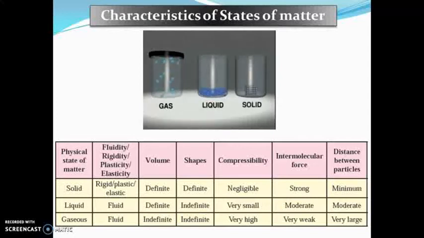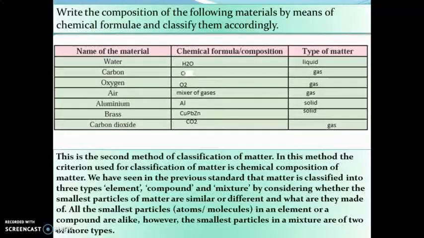Now coming to the gaseous state. It's a fluid state, flows from here to there. It has indefinite shape. Its compressibility is very high. The intermolecular forces are very weak and the distance between the particles is very large. So we can very clearly see the difference between the three states. All the three states are different.